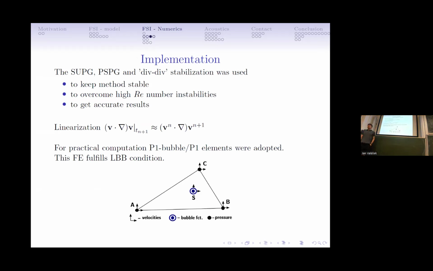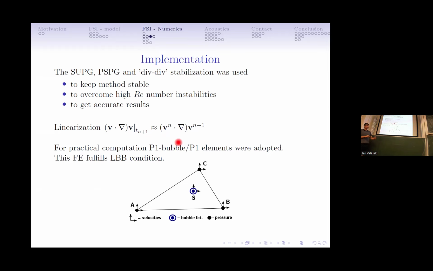But this is not completely enough because in this problem there are usually quite middle to high Reynolds numbers, and we have to really overcome some stability issues connected with higher Reynolds numbers. So in this case we apply streamline upwind Petrov-Galerkin stabilization, as well as pressure stabilization and div-div stabilization, in order to really keep the whole scheme stable.